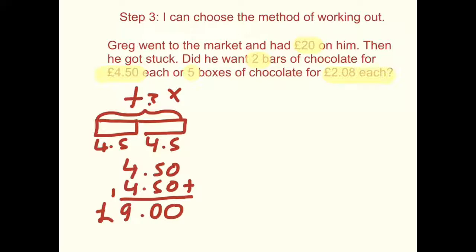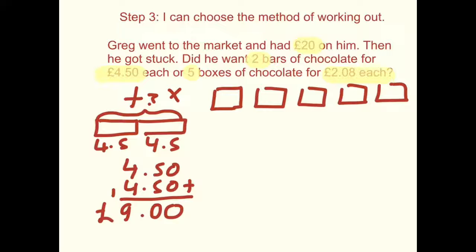Alright, the next one, let's do 5 boxes of chocolate. So again, I'm going to use the pictorial method to help me visualize this problem. So let's draw the boxes a bit differently. Let's draw them as squares this time. So that's 1, 2, 3, 4, 5. And each one of those boxes costs £2.08 each. I want to know now how much all 5 of those boxes will cost Greg. And as mentioned before, there's 2 ways we could do this. We could probably add or multiply. This time, rather than add, I'm going to show you that I'm going to do long multiplication instead. And I know the abstract method, so I'm going to do the abstract method.